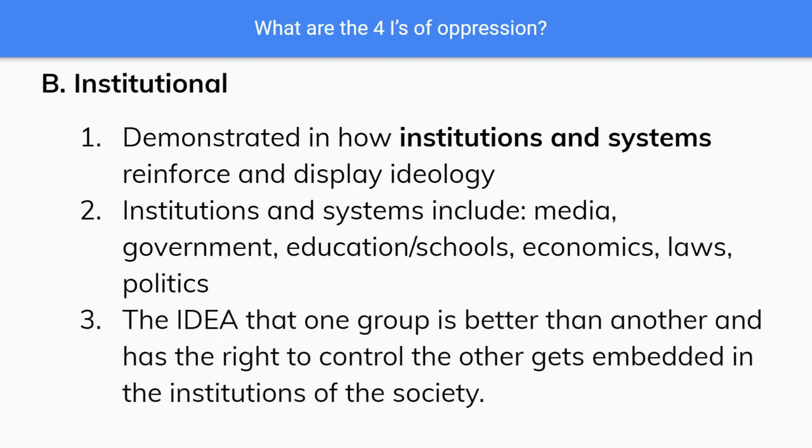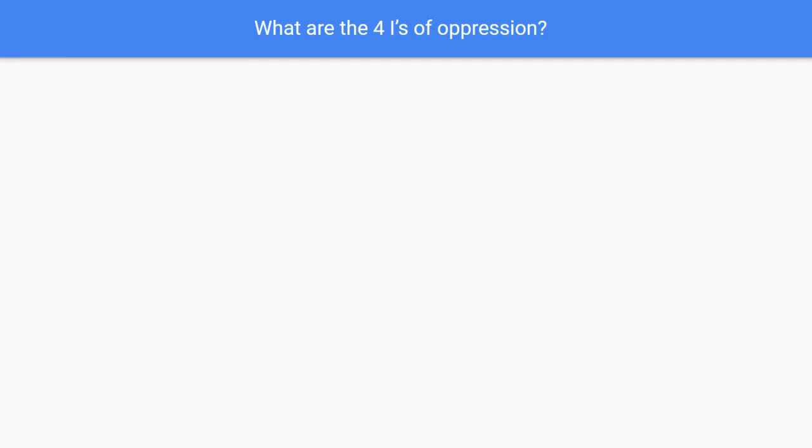Institutional oppression means that the idea that one group is better than another and has the right to control the other gets embedded in the institutions of society. So we see that these ideas that one group is better than another are then being played out in media, government, education, all the ways in which schools interact and people interact with these larger institutions.